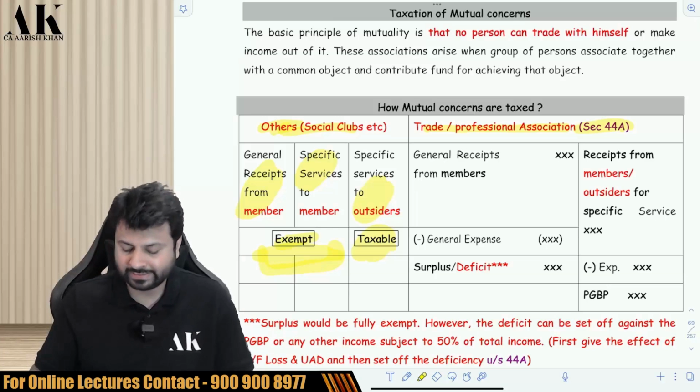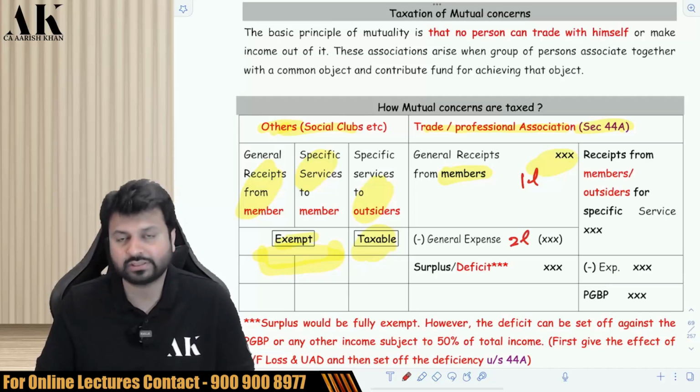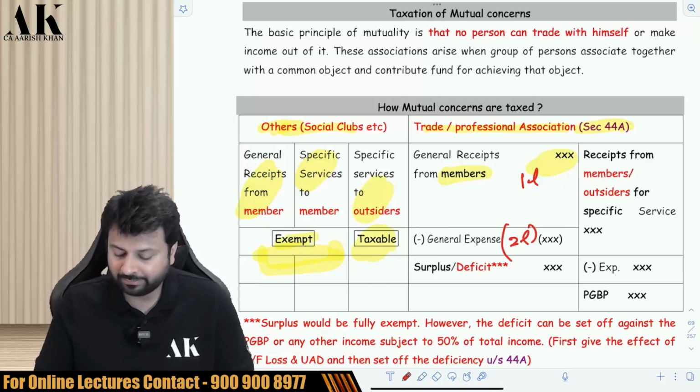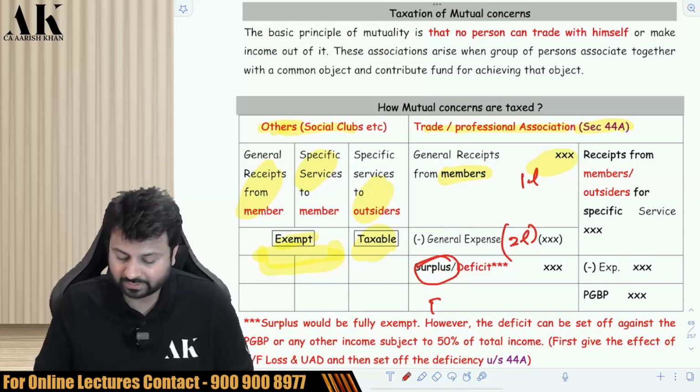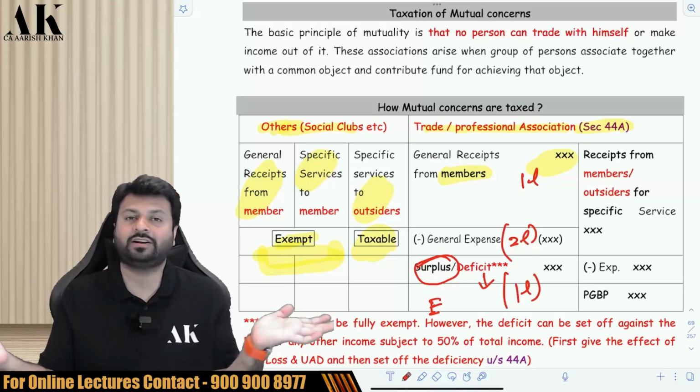The taxability over here is slightly different as compared to the left hand side. General receipts received from member, suppose this is 1 lakh rupees, minus general expenses, suppose this is 2 lakh rupees. If this amount is surplus, then it is exempt. And if this amount is deficit, in this case a deficit of 1 lakh, then it is allowed as a deduction. So the government has shown a big heart to you all.